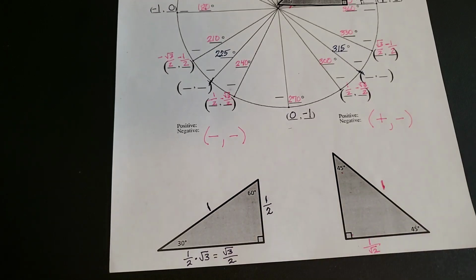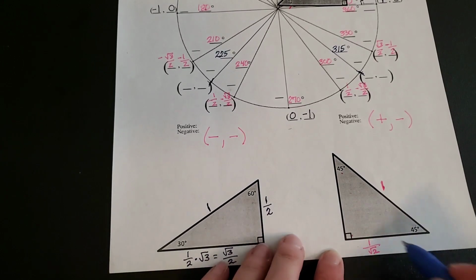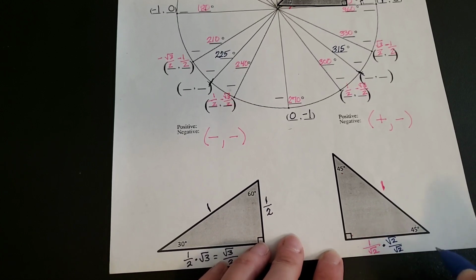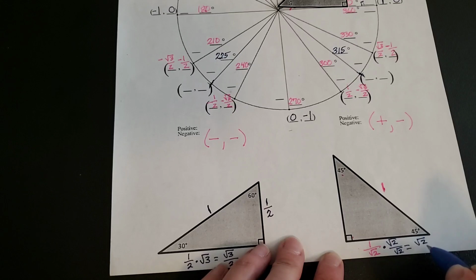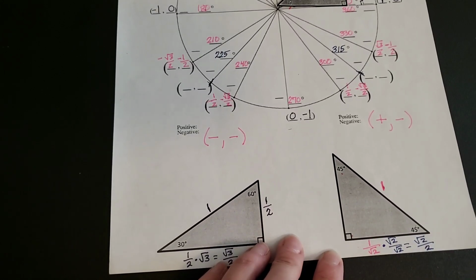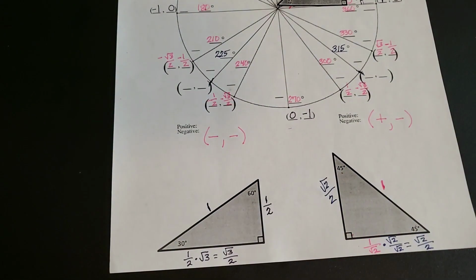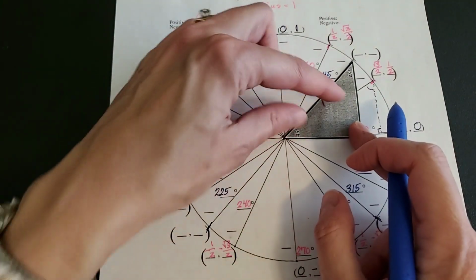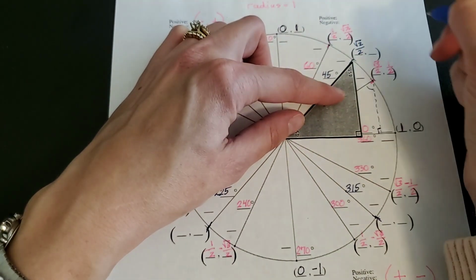But historically, mathematicians have not liked those radicals staying in the denominator. So if we rationalize it by multiplying by root 2 over root 2, I end up with root 2 over 2. And that is the form that is most well known. So that's what we're going to use, the side lengths of root 2 over 2. So here we are. The x and the y coordinate are the same. They are both root 2 over 2.